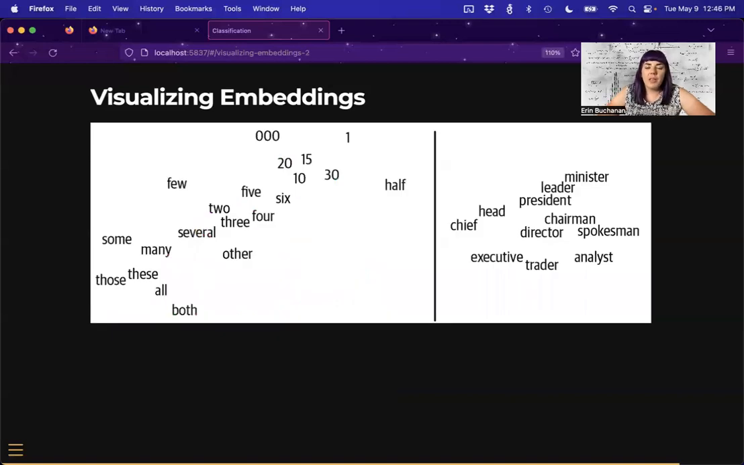The other way that we could think about visualizing them is, again, putting the words on the screen. Especially on this side, we can see that a lot of these words cluster together because they have very similar embeddings. It's kind of like cluster analysis, but it's not really meant to create these clusters. It's just meant to visualize them.